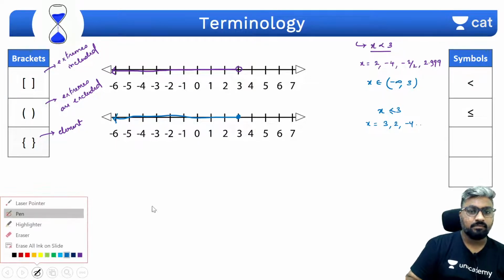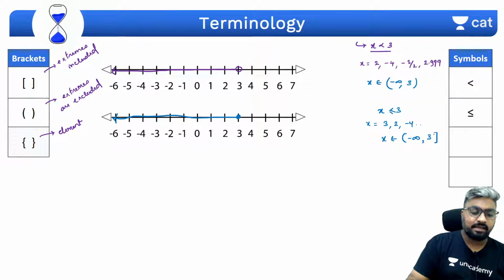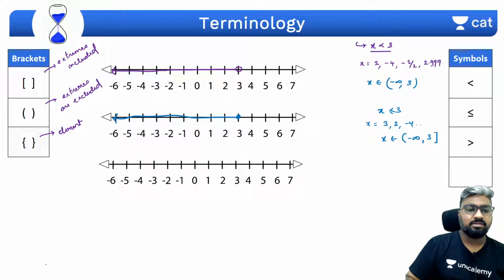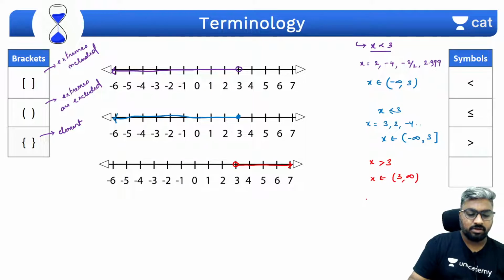Okay? So here how will I write the limit? X belongs to (minus infinity, 3], where minus infinity is never included, but 3 will be included. So the upper limit is 3, where it is included. Okay? Next we have greater than. If we say that x is greater than, let's say, 3, then x will take up all the values to the right of 3 but will not include 3. So how will we write the bracket? X belongs to (3, infinity), where 3 is not included and infinity is also not included.